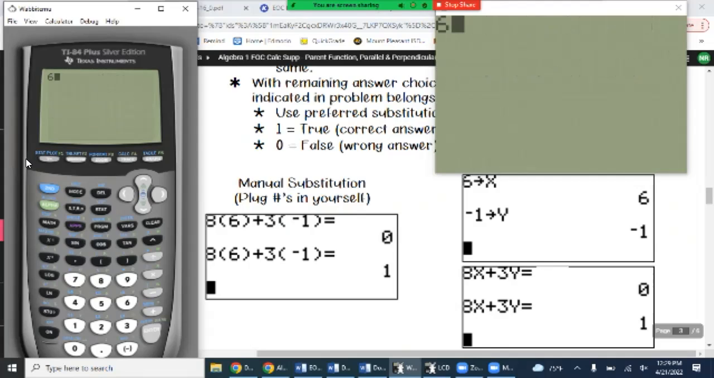Store it. Store is a button right above on. And X. Here you're telling the calculator, plug a 6 in for X, everywhere you see an X. Next, we got to plug in a -1 for Y.